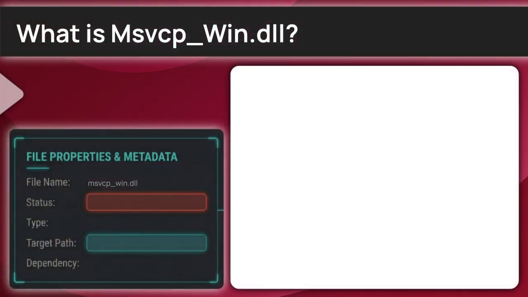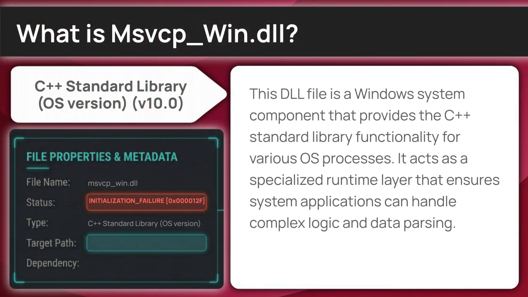This DLL file is a Windows System component that provides the C++ standard library functionality for various OS processors. It acts as a specialized runtime layer that ensures system applications can handle complex logic and data parsing. Understanding the file's role is a great start. Now let's look at replacing it.